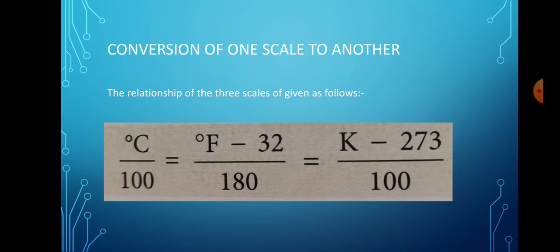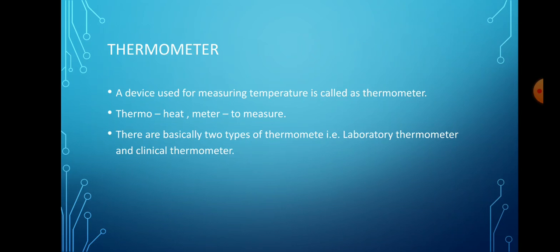Or when we want to convert Fahrenheit into Kelvin or Kelvin into Fahrenheit, we can take degree Fahrenheit minus 32 upon 180 is equals to Kelvin minus 273 upon 100. And similarly, if we want to convert degree Celsius into Kelvin, we can take degree Celsius upon 100 is equals to K minus 273 upon 100. In this formula, degree C represents degree Celsius, F represents degree Fahrenheit, and K represents Kelvin.